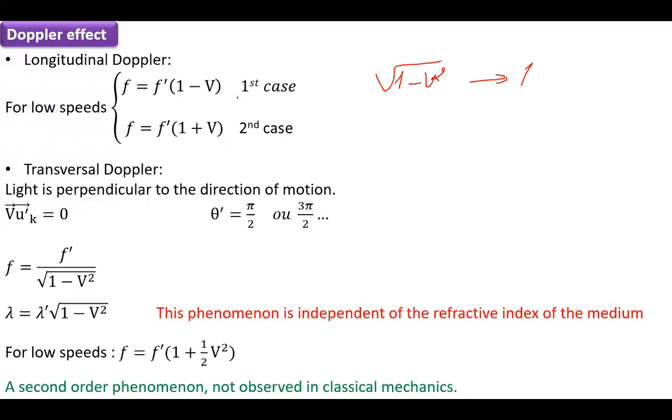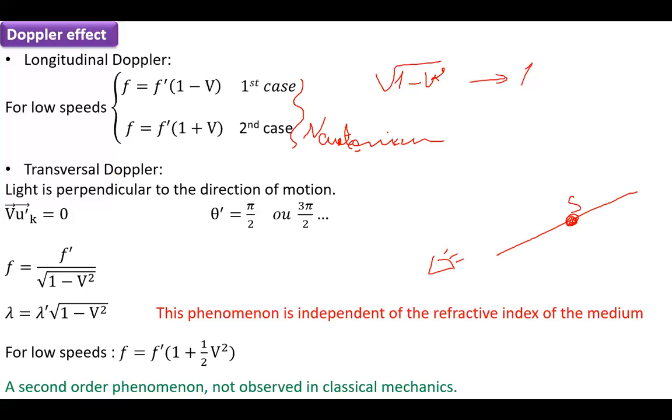So this is the classical, the Newtonian Doppler. The second Doppler, only observed in relativity, is the transversal Doppler. So if you have your observer, you have the direction of the trajectory of your source of light.